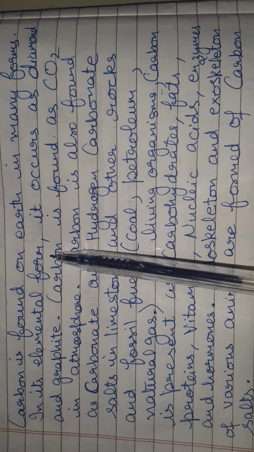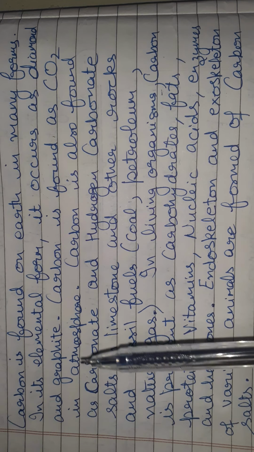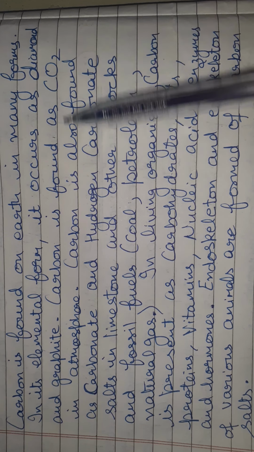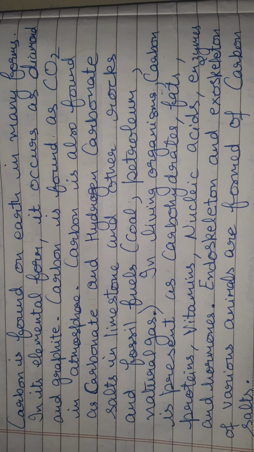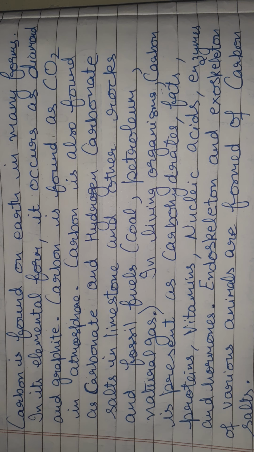It occurs naturally in the form of diamond and graphite. It is found in atmosphere in the form of carbon dioxide. Carbon is also found as carbonate and hydrogen carbonate salts in limestone and other rocks and fossil fuels. Fossil fuels are coal, petroleum, natural gas, etc. In living organisms, carbon is present as carbohydrates, fats, proteins, vitamins, nucleic acids, and enzymes, as well as hormones. The endoskeleton and exoskeleton, that means outer body and internal body of various animals, are formed of carbon salts.